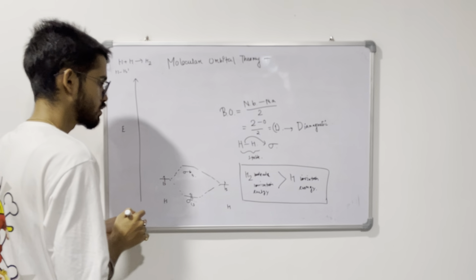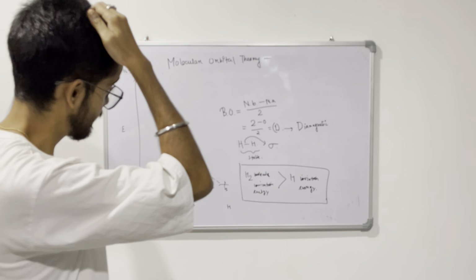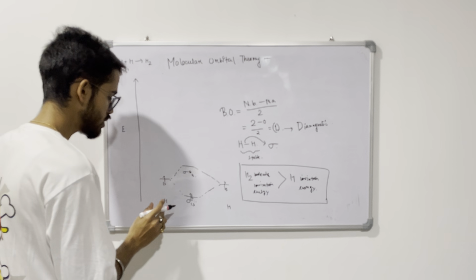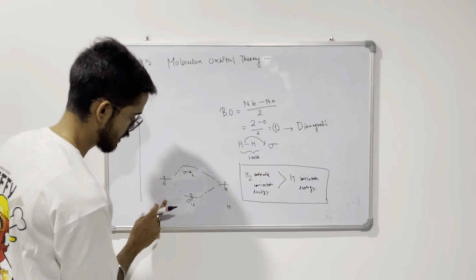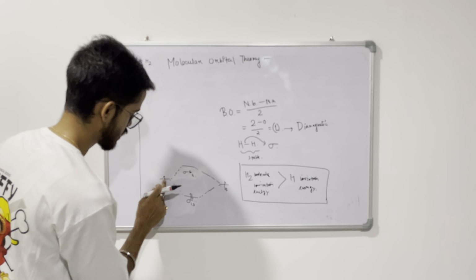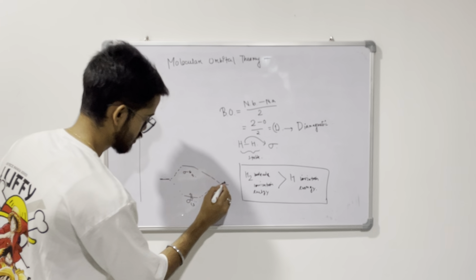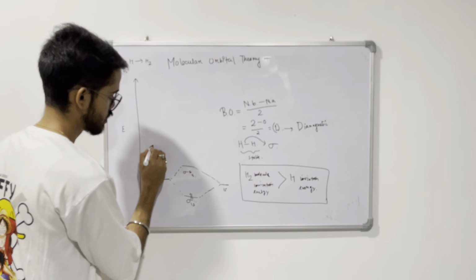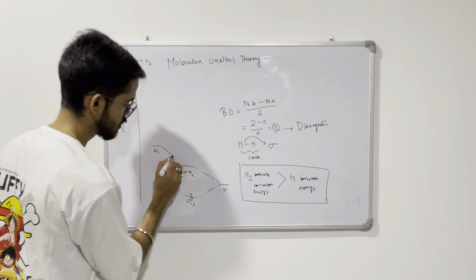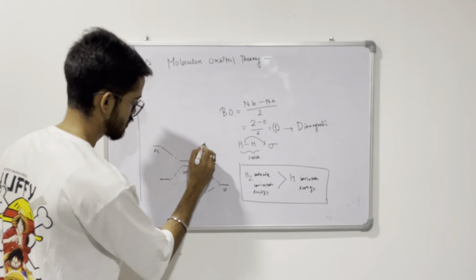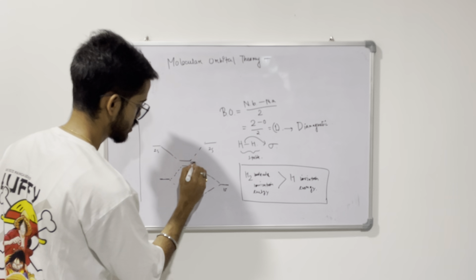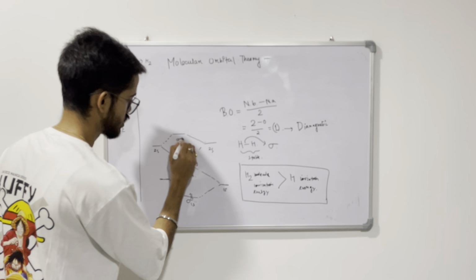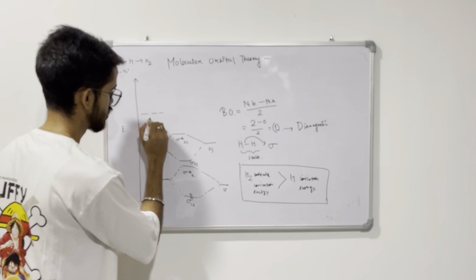So similarly, we get to know about all this from this diagram only. So again, I want to learn it from the basics. This is 1s. This is 2s. This is 2s, so this is sigma 2s. This is sigma star 2s. This is 2p.